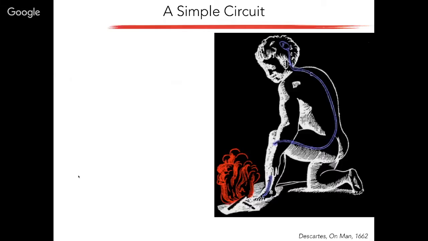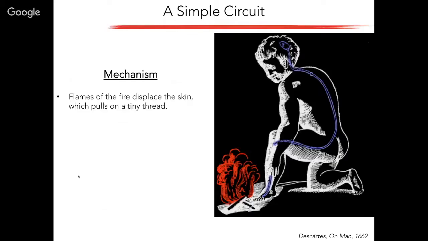So what we need to do is we need to understand simple circuits, and I like to sort of put a historical perspective on this and just remind people that the first person, I think, to really study circuits in the way that many of us are trying to do these days and tease apart the circuit was Descartes, who proposed a circuit by which a person withdraws his foot from a fire, a reflex, if you like. And the mechanism that he proposed was that the flames of the fire displace the skin, which pulls on a tiny thread.